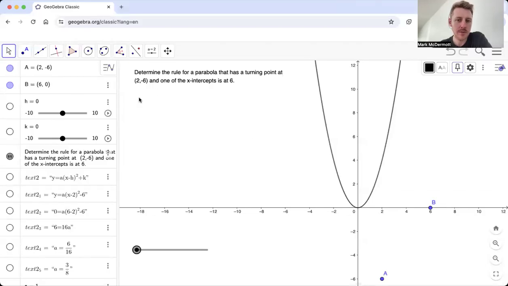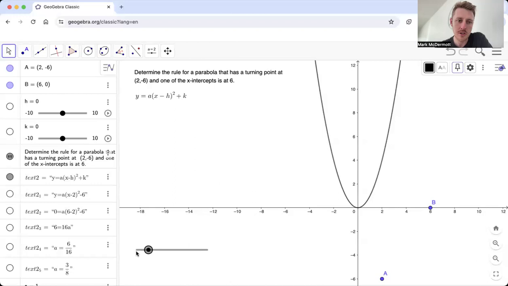So this question is about determining the rule for a parabola. It says determine the rule for a parabola that has a turning point at (2, -6) and one of the x-intercepts at 6. So the first thing we need to do is say that we know the equation for the turning point form of a parabola is y equals a times (x minus h) squared plus k, where h and k is the turning point.